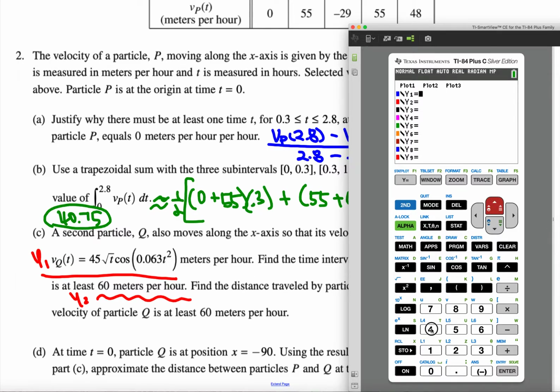So we have 45 square root of x cosine of 0.063 x squared. All right, so that's basically what we end up getting. And the second one is 60.